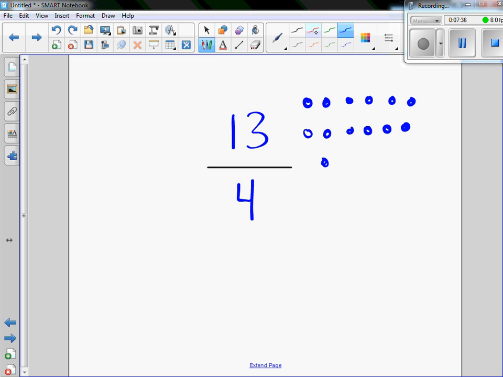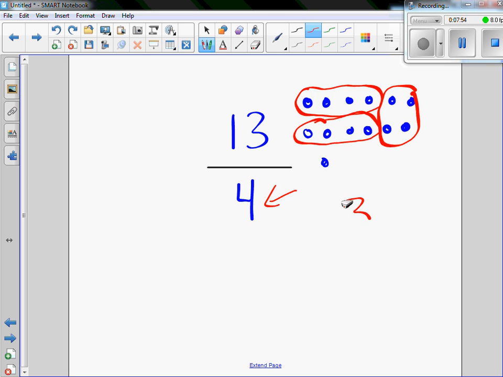Then you need to divide them into the groups of your denominator. I need them in groups of 4. So every time I see 4, I circle them. That means I have enough for a whole group. You may not have enough to have all of them in a group. So now I know I have 3 groups. I have 1 left over out of groups of 4. And that's how you turn an improper fraction into a mixed number.